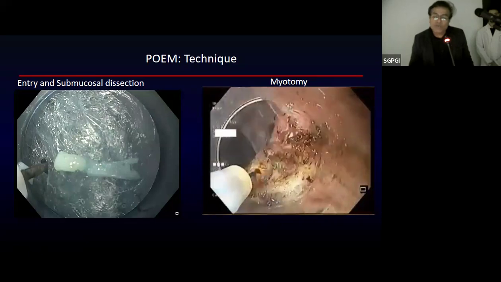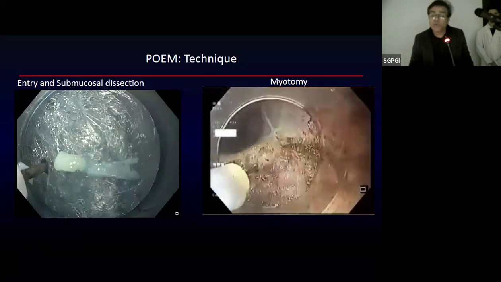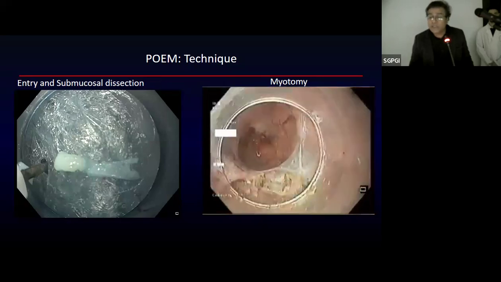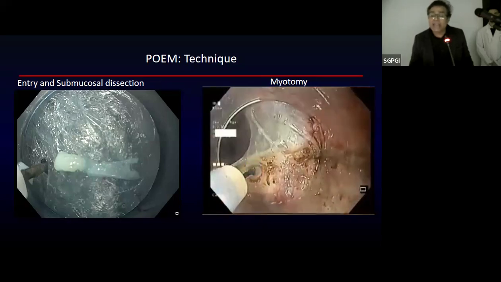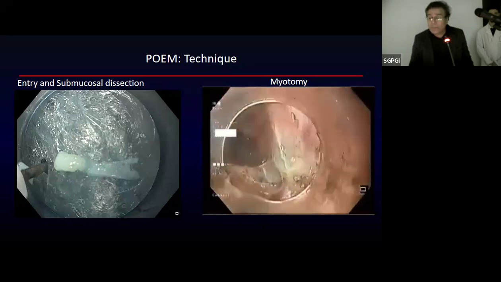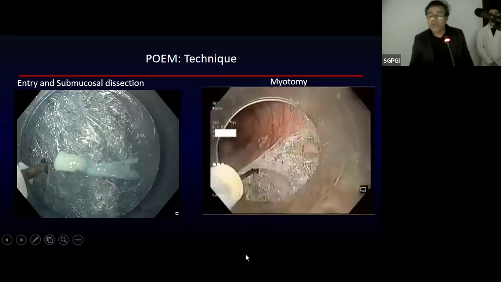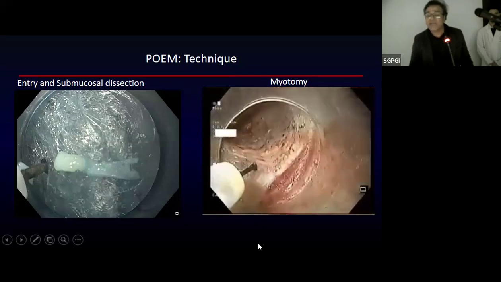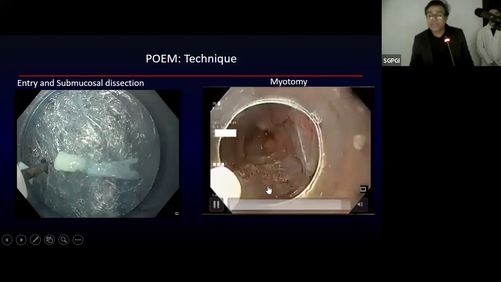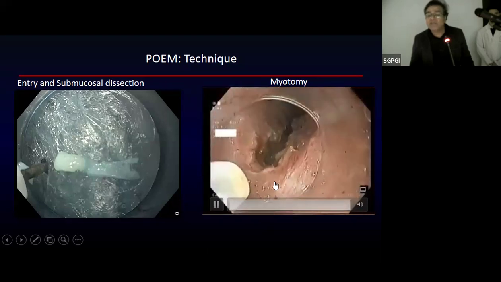So what we usually follow is that at the GE junction, we do a complete myotomy, that is both circular as well as the longitudinal. And this myotomy usually extends 2 centimeters into the gastric side. And this is very important to ensure that the patient does not have recurrence. As you can see, the whole muscle is exposed, and then you have cut, and then you have the adventitia showing up.